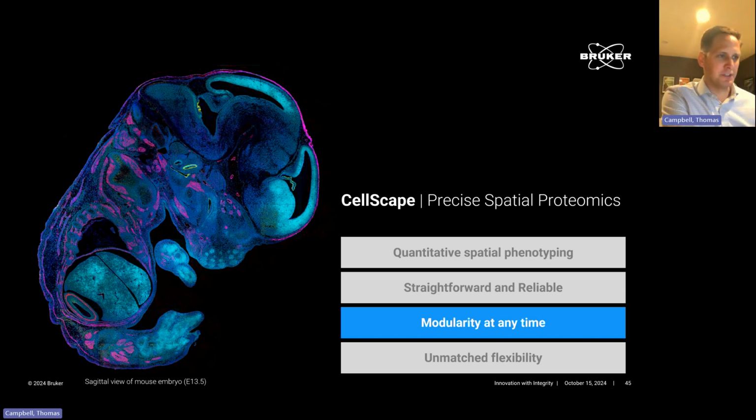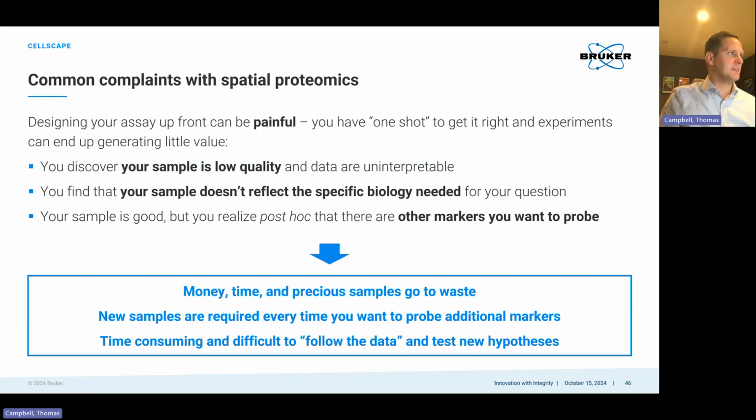Switching gears to talk a little bit about the modularity piece, I think this is one thing that is enabled by our gentle chemistry. But really, there's a number of complaints associated with these high-plex spatial proteomics platforms that require you to design your assay up front. You have one shot to get this experiment right, which may be a very expensive and time-consuming experiment, but you maybe don't know that your sample is low quality when you start out. Maybe you find after you run the experiment that your sample doesn't reflect the specific biology that you're studying.